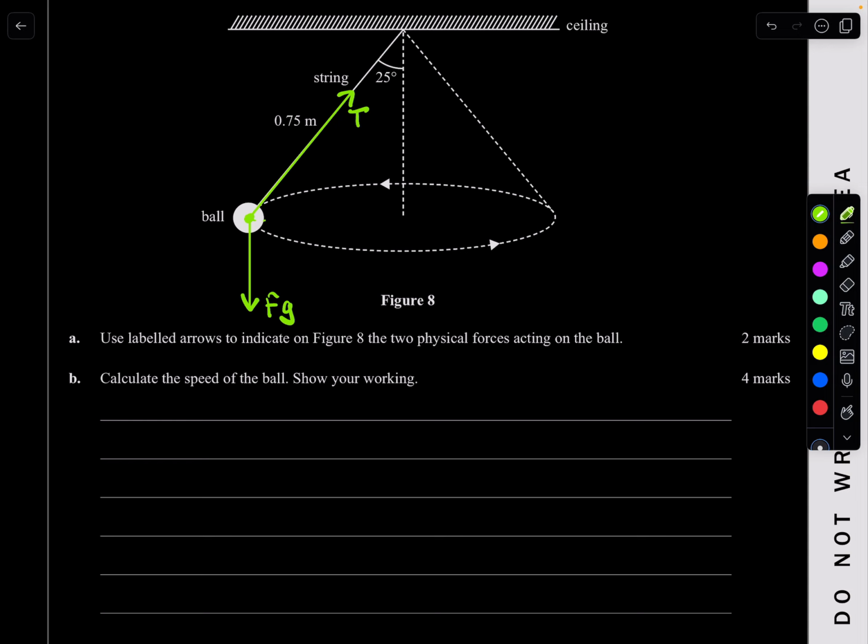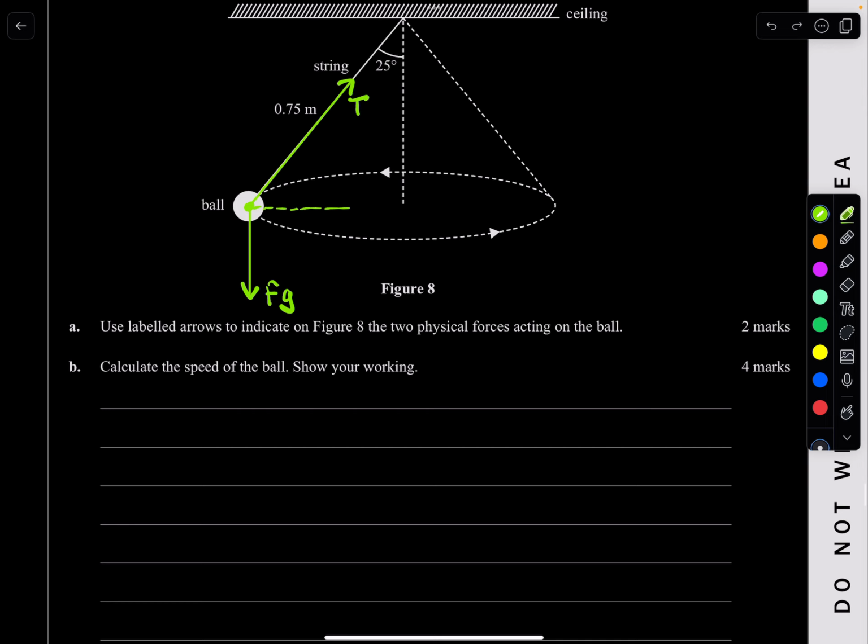Okay, so to calculate the speed of the ball, we want the net force. Because remember, your net force is in this direction overall, which is mv squared over r. Can you see how it has v? And that's what we want. We want the velocity. So we need to calculate the net force. So what I'm going to do is put these into a triangle. All those forces, I'm going to resolve them into a triangle. So I'm going to add this here, like that.